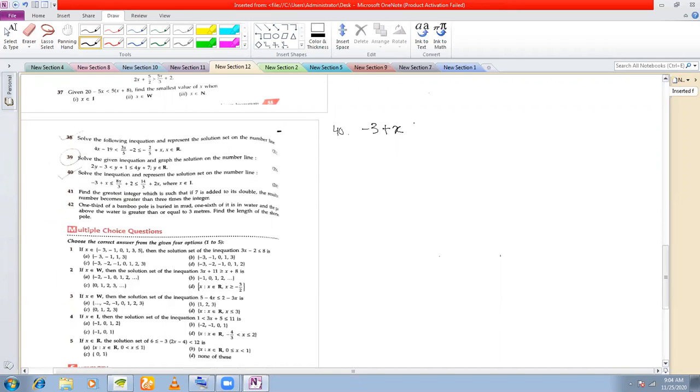Good morning. Minus 3 plus x is less than or equal to 8x by 3 plus 2, which is less than or equal to 14 by 3 plus 2x, where x is an integer.